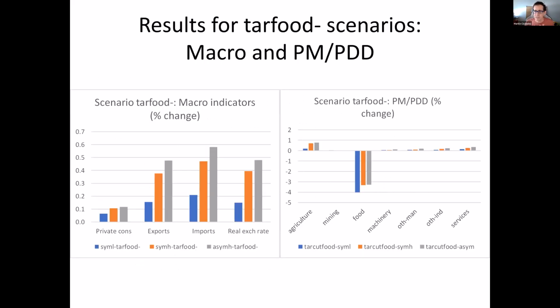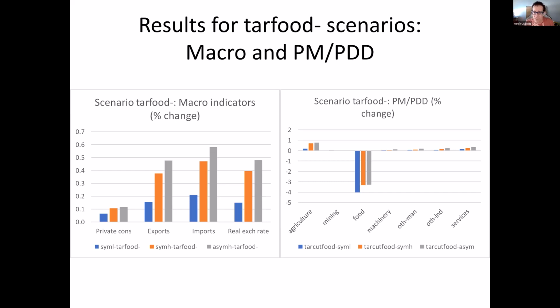Okay, so these are the results. On the left-hand side, we have some macro indicators, the percentage change relative to the base for private consumption, exports, imports, and the real exchange rate. And on the right-hand side, we have the change in the PM-PD ratio, PDD, which is the price of domestic product for the demander. Okay, because we have a supply price, a demand price. Here we see the ratio that is relevant for the Armington treatment. Okay, the ratio between the price of imports and domestic products.